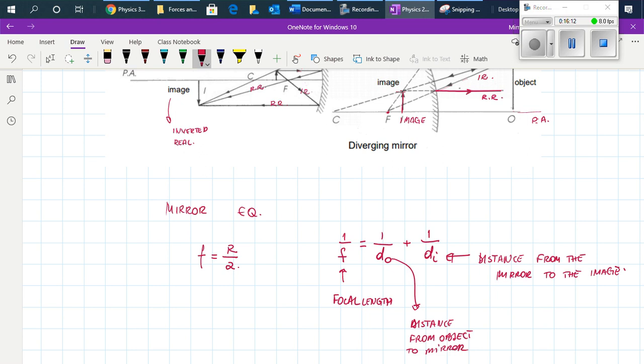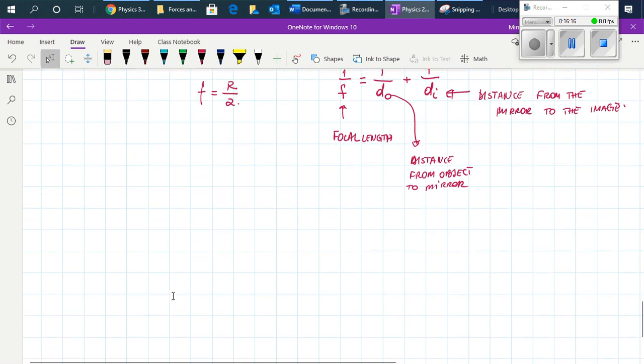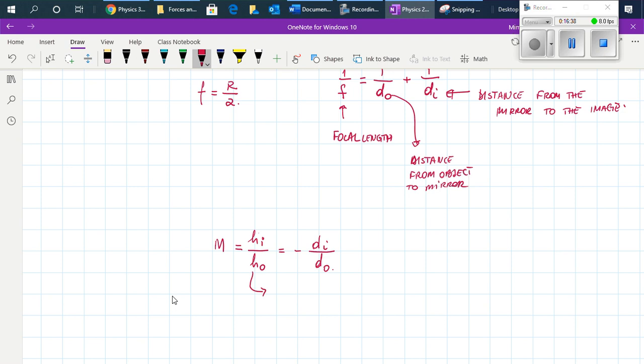And then another formula that is part of the mirror equations is that magnification is h_i over h_o, or negative d_i over d_o. So h_o is the height of the object and h_i is the height of the image. Another thing we have to keep in mind about the equations we have presented here is that it doesn't matter what the units are, as long as we are using the same units. And this one here is magnification.